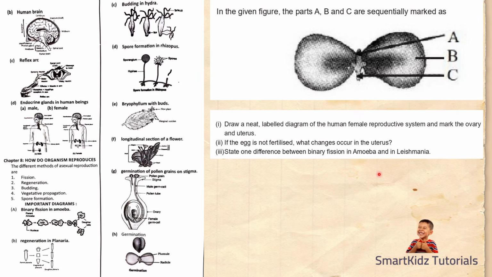Okay, now this is given in your textbook, so don't be surprised. See, in amoeba, it does not have a perfect shape. So binary fission means splitting of one cell into two. That splitting can happen any way.